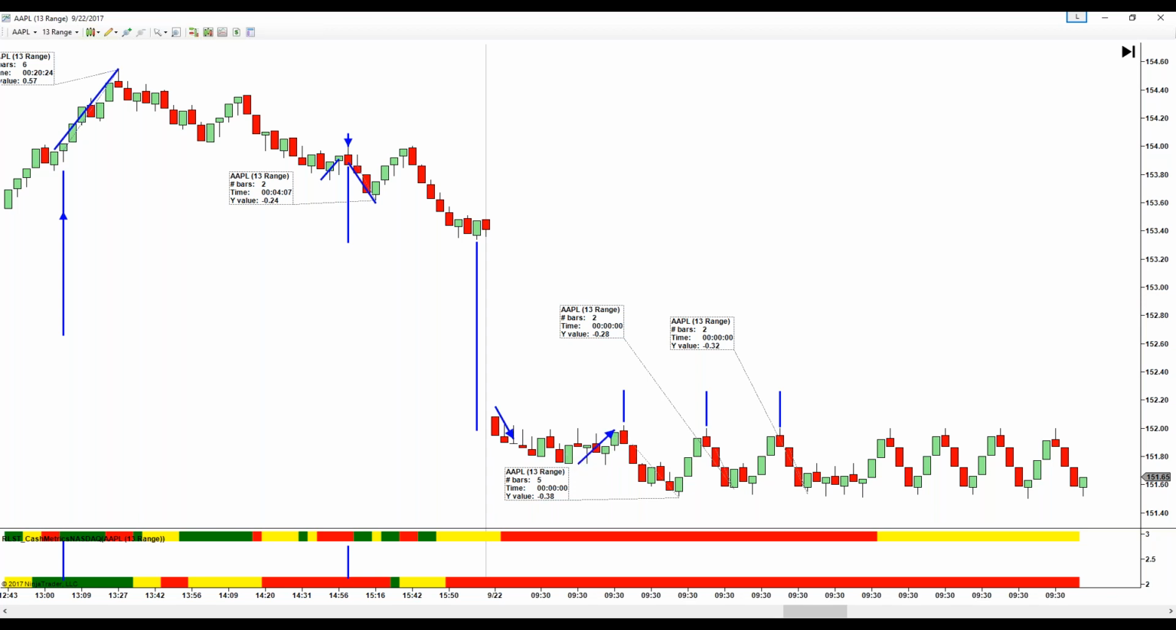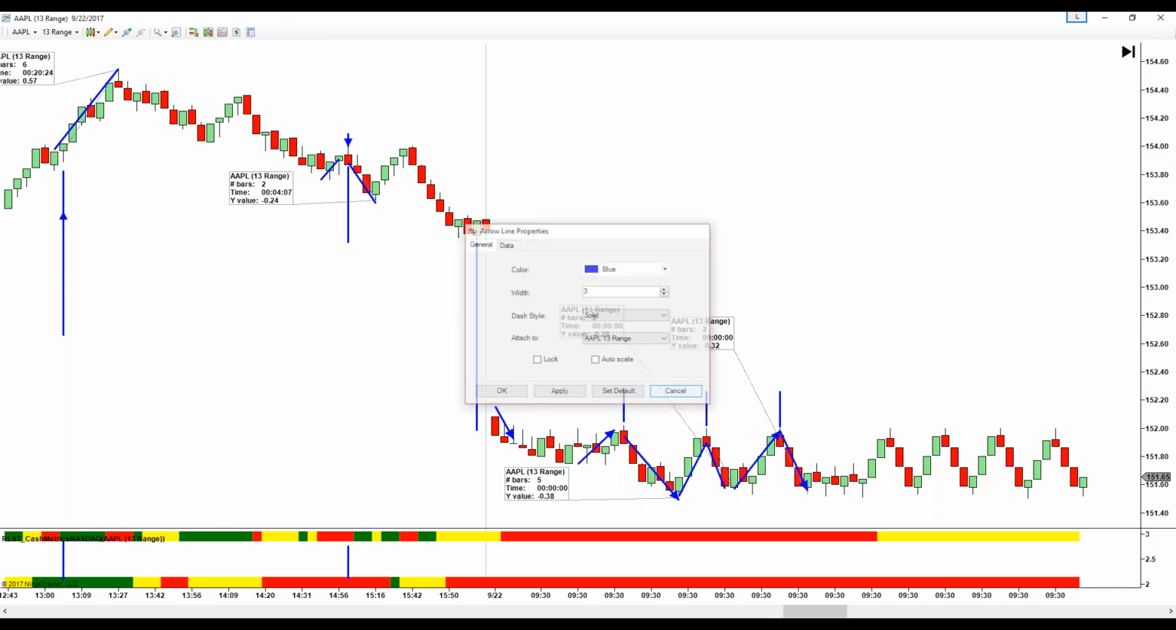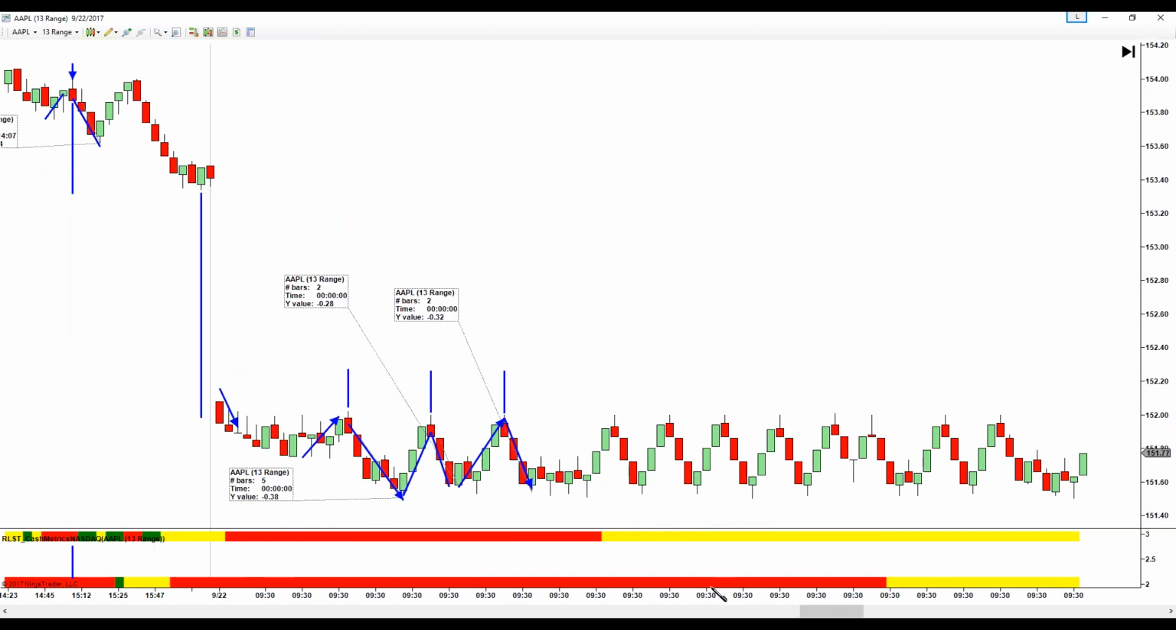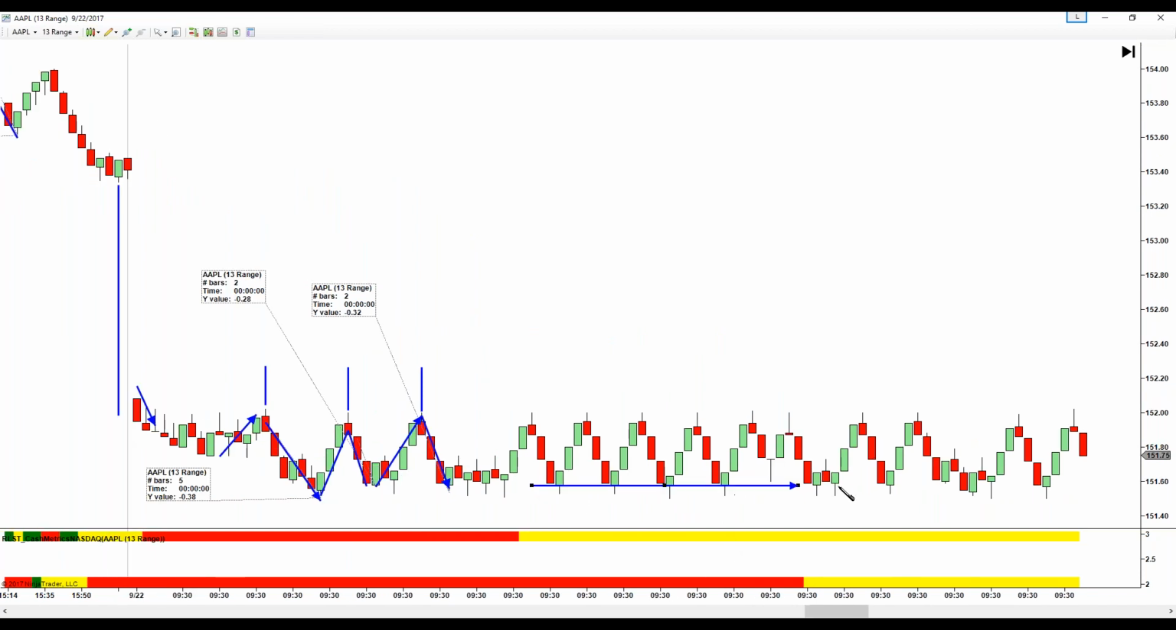You have a move up, take it short, 38 cents. A move up, you take it short, 28 cents. A move up, you take it short, 22 cents. Now the market loses the dual signal. Both the fast cash and slow cash don't align, and you can see what happens to the market.